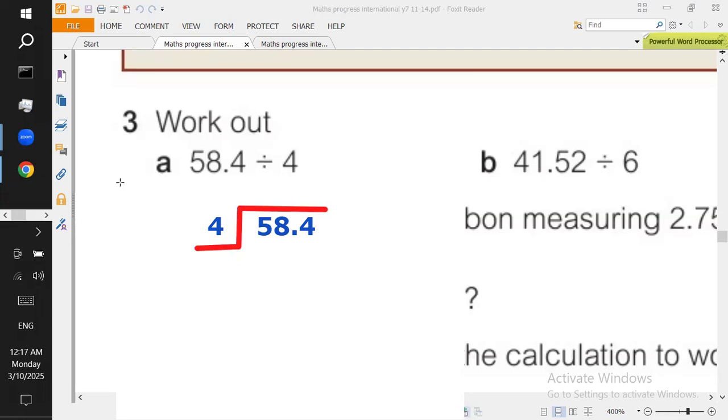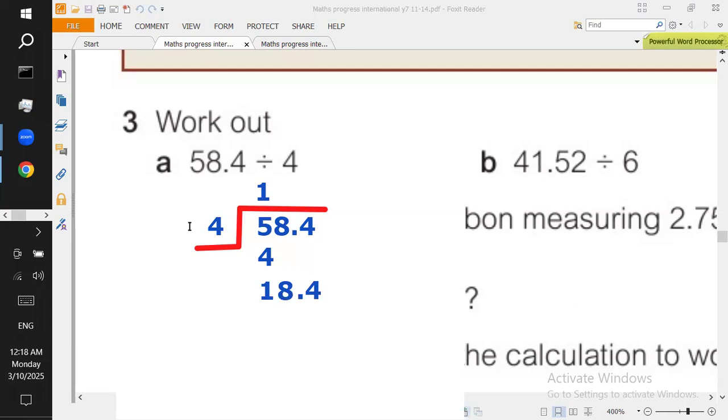So first thing we do, 5 divide 4 is 1. And then 1 times 4 is 4. Now we subtract. 5 minus 4 is going to be 1. And then we take the 8 down and the 4, or just the 8. But it's okay to take them all down so you don't forget anything.